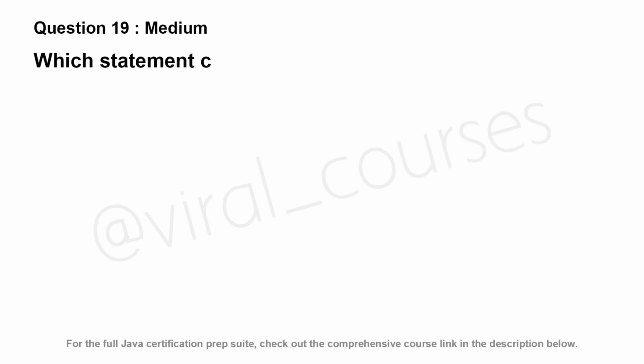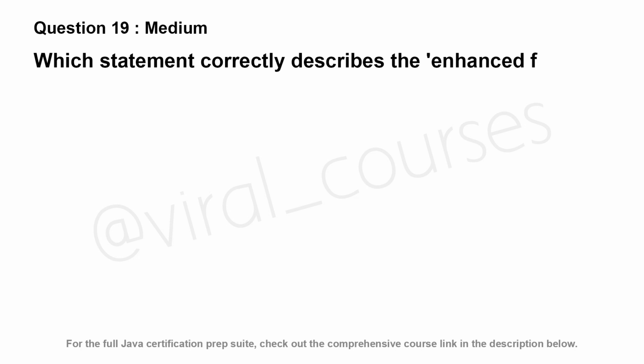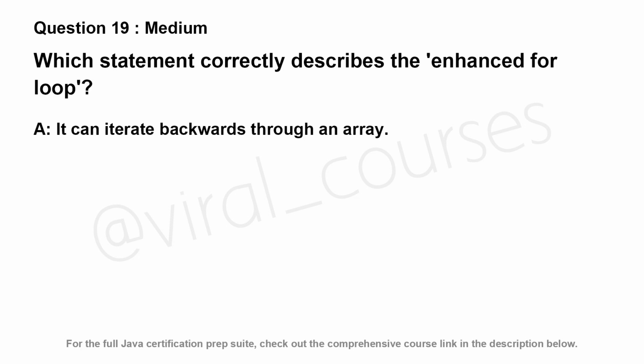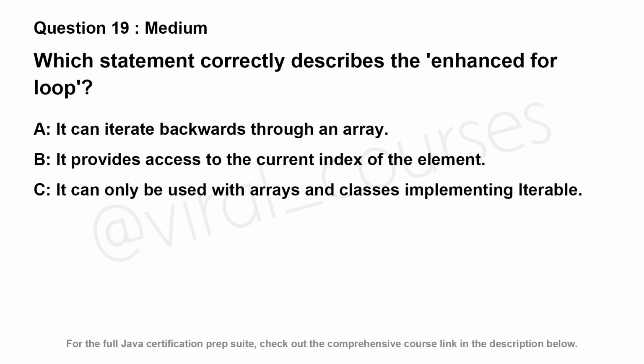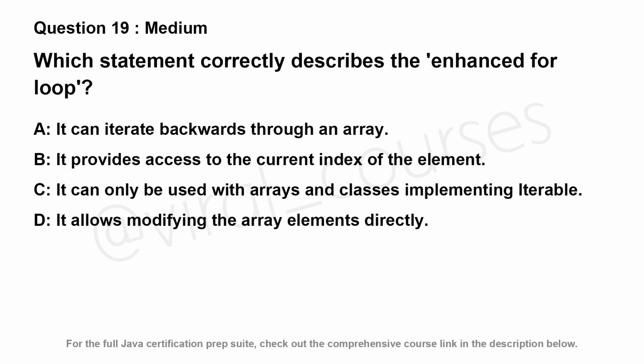Which statement correctly describes the enhanced for loop? Option A. It can iterate backwards through an array. Option B. It provides access to the current index of the element. Option C. It can only be used with arrays and classes implementing Iterable. Option D. It allows modifying the array elements directly.